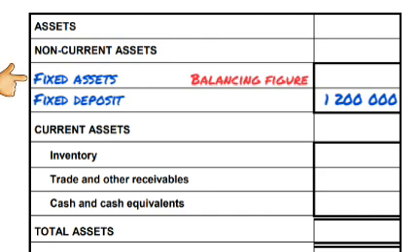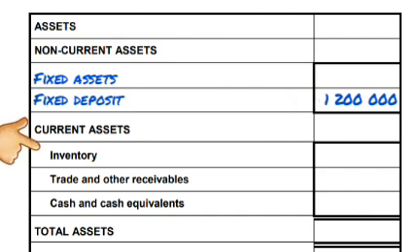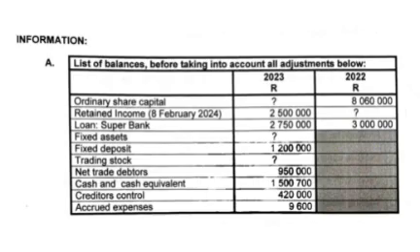So you see, I have entered my line item fixed assets. It's still blank because I'm going to use it as a balancing figure, but my fixed deposit, I have now put in 1,200,000. Then I move on to my current assets. I have inventory, trade and other receivables, as well as cash and cash equivalents. Let me go to my information and look for those 3 items.